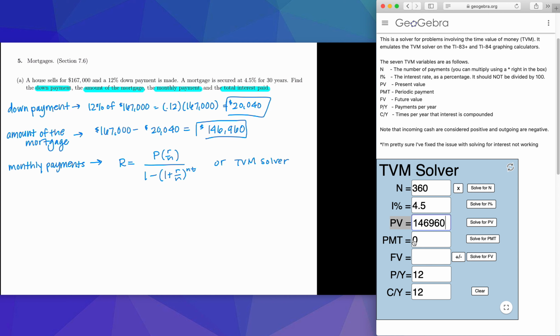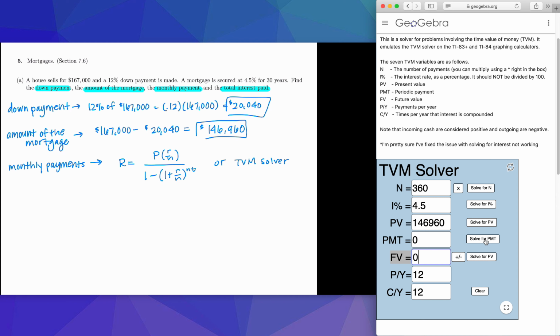Now payment, I'm going to skip for a minute because payment is what I'm looking for, the monthly payment. I'm going to go down here to future value. What is my goal for my future value? I want it to get to 0. I want to make this mortgage go away completely. Then PY and CY are payments per year, and the times per year the interest is compounded. For both of those, I'm going to put in a 12 because this is all done monthly. For pretty much most everything we do with mortgages, you'll put a 12 for both of these. Notice I've entered something in for every box except the payment. That's the one I'm looking for.